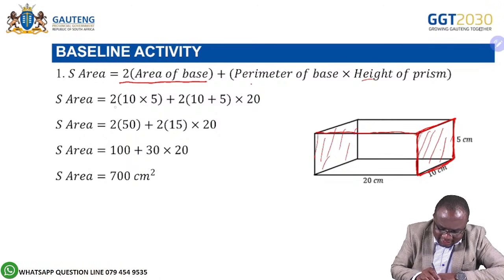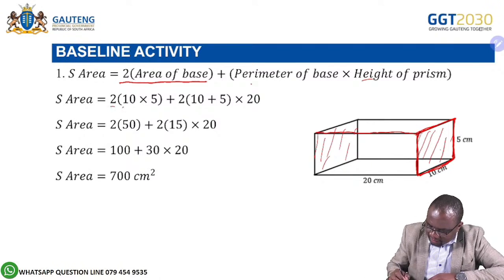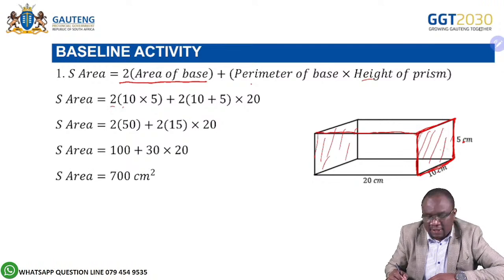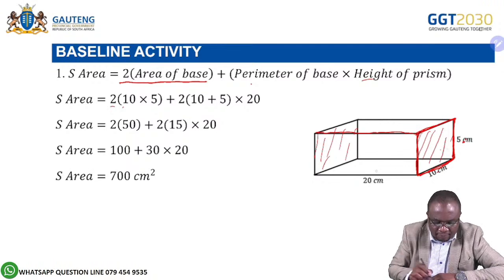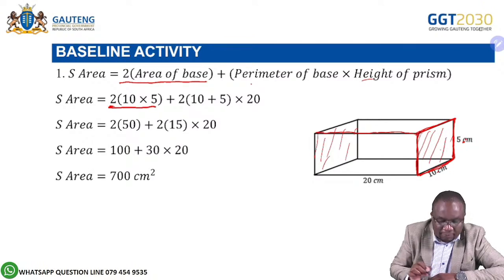So this is the area of the bases. Remember, the base here is 10 times 5. If you check this rectangle that I've shaded here, it is 10 times 5. But there are two of them. That's why it is 2 times 10 times 5.